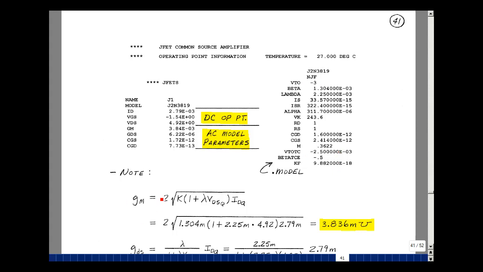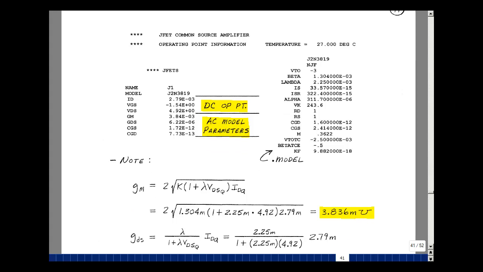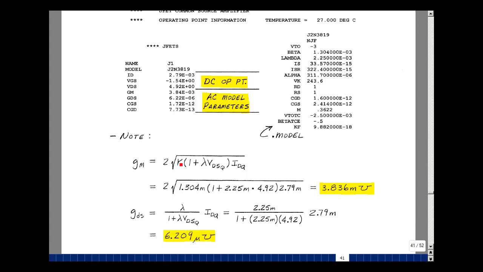We can grab the formula for GM, which again has this term with lambda in it. Let's see how close we come to what Spice calculated. The value of K is the value of beta, and our model was 1.304 milli. Then we have 1 plus lambda, which is 2.25 milli, and the voltage across the drain source is 4.92, and the value of the drain current is 2.79 milliamps. The square root of that times 2 is 3.836 millimhos, and you can see here it's 3.84 millimhos, very close.